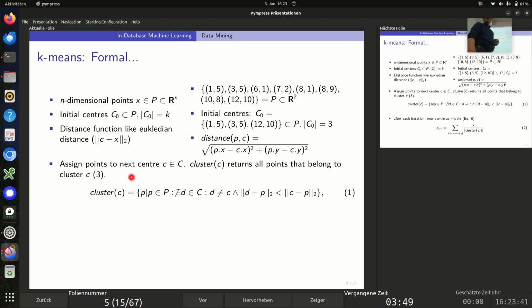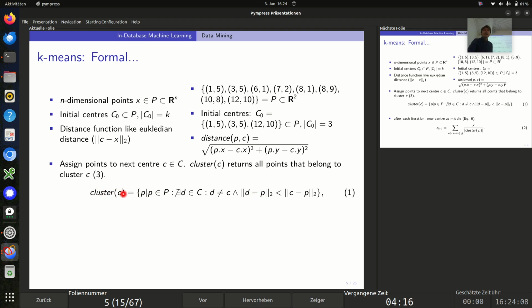And then we assign the points to the next center. And actually this is a trick, because I want to show you how this works in SQL. So it's a bit crazy, but I liked it, and it's just to see how powerful SQL actually is. So I said, okay, how can we assign a point to the closest center? A point belongs to a center if there exists no other center which is closer.